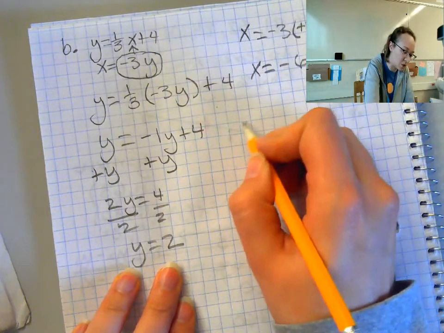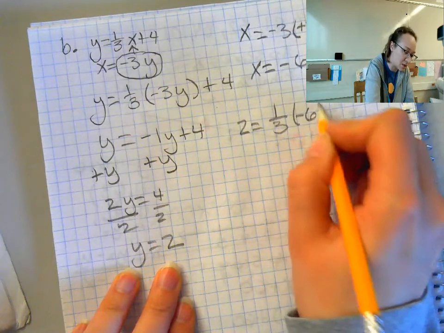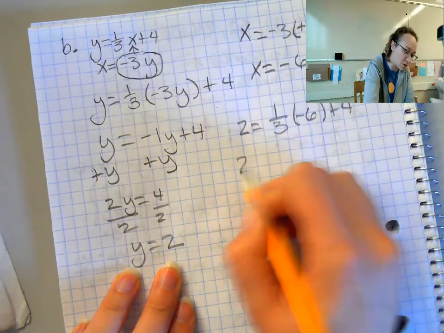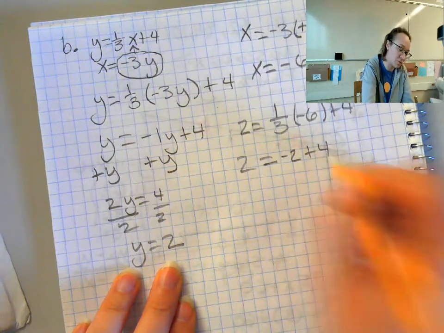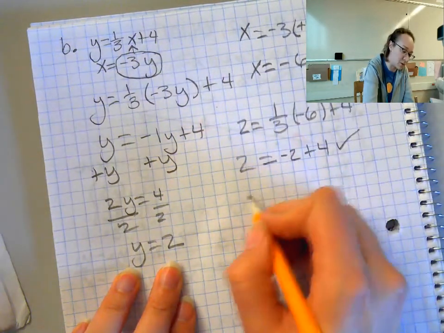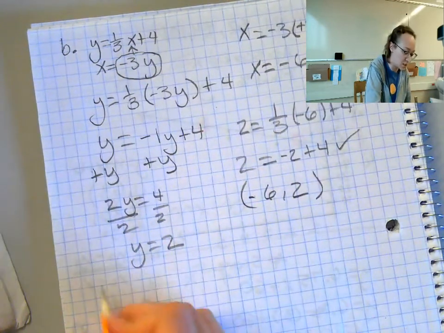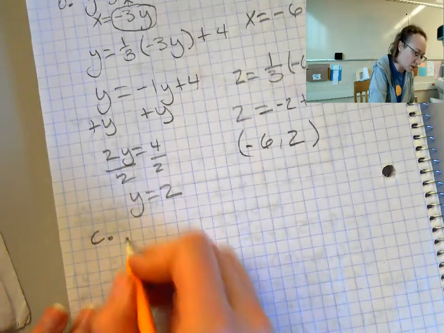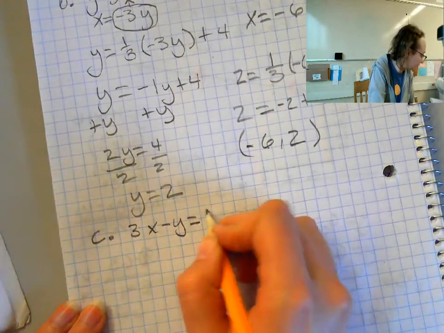Plug that into my equation. 2 equals 1/3 times negative 6 plus 4. 1/3 times negative 6, that'll be negative 2 plus 4. That is a true story. So negative 6, 2. On C, we have 3x minus y equals 7.